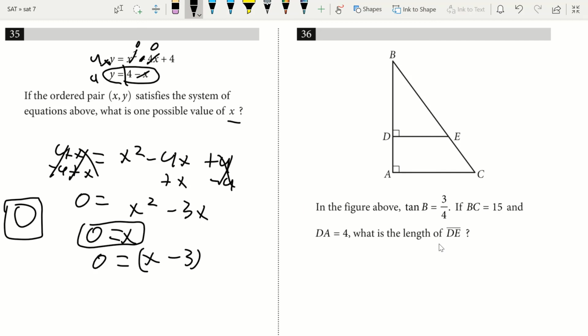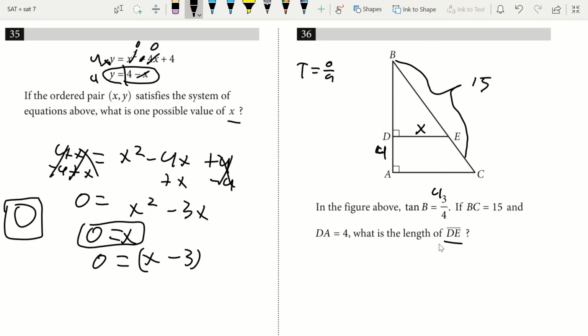Question 36. In the figure above, tangent B is equal to 3/4, BC is equal to 15, and DA equals 4. What is the length of DE? I'm going to call DE x, so I'm solving for x here. Well, I know tangent B. Tangent is going to equal opposite over adjacent. So my opposite of angle B is going to be from A to C and also D to E.